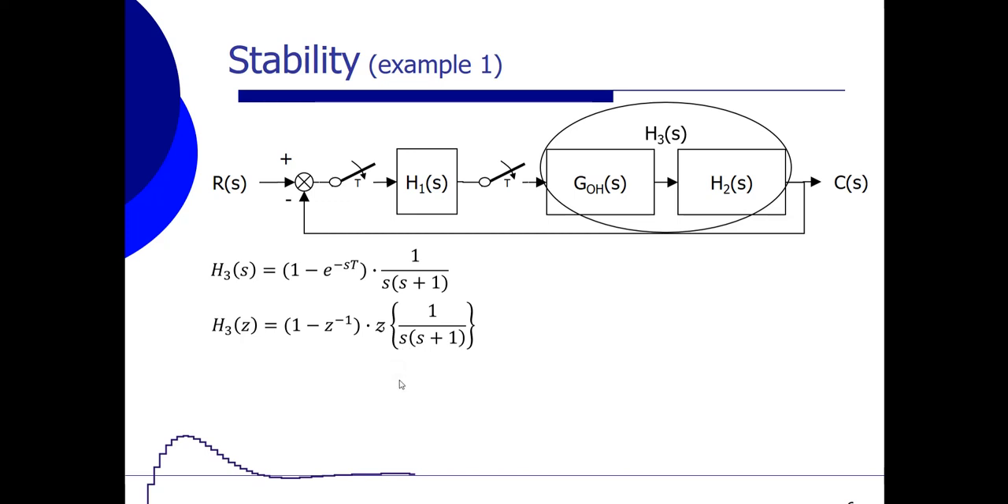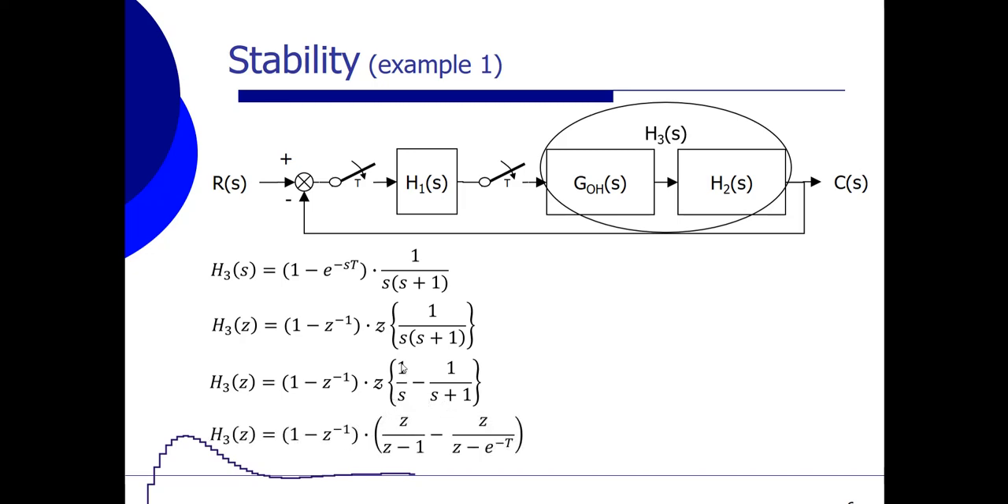We can split that out using partial fraction decomposition, and then this becomes 1 over s minus 1 over s plus 1. So again, we have this as the Z transform of this part of my equation, and now we have to take the Z transform of 1 over s minus the Z transform of 1 over s plus 1. The Z transform of 1 over s is z divided by z minus 1, and the Z transform of 1 over s plus 1 is equal to z divided by z minus e to the power minus T.